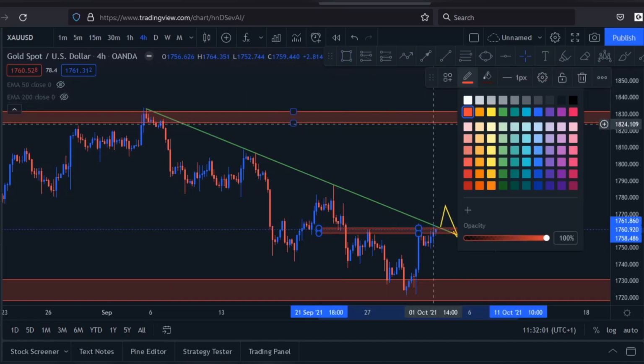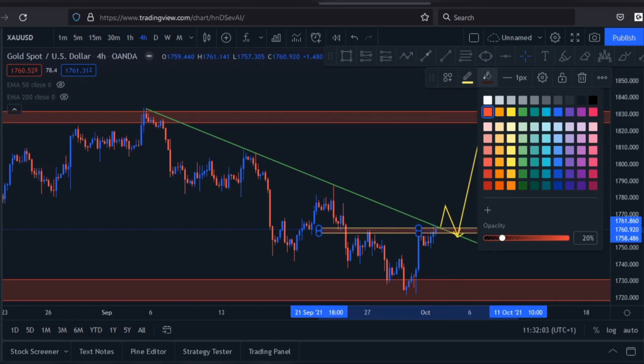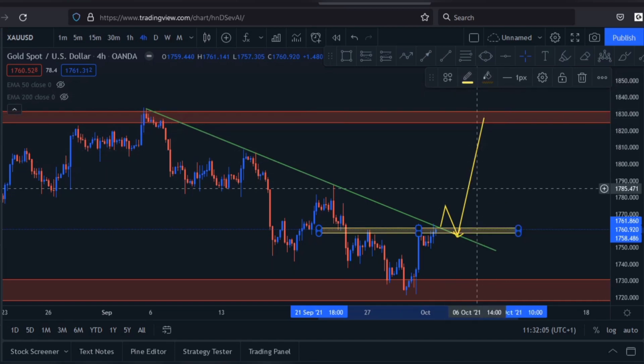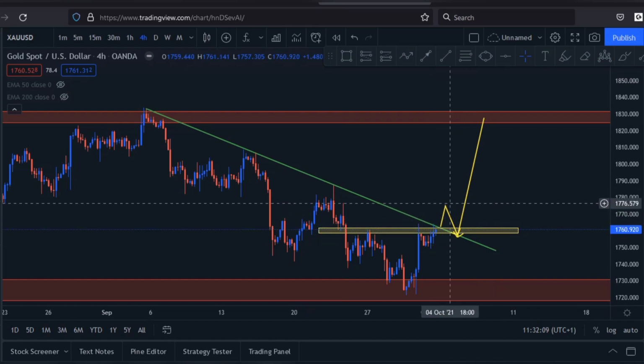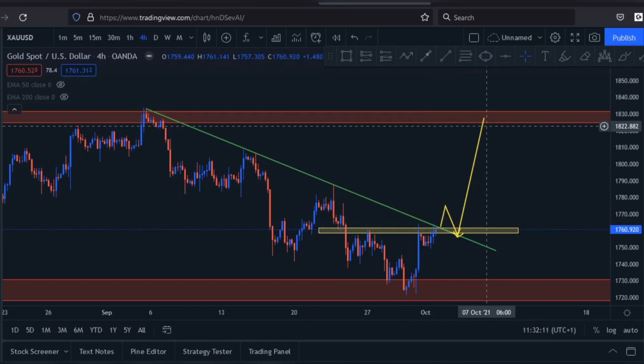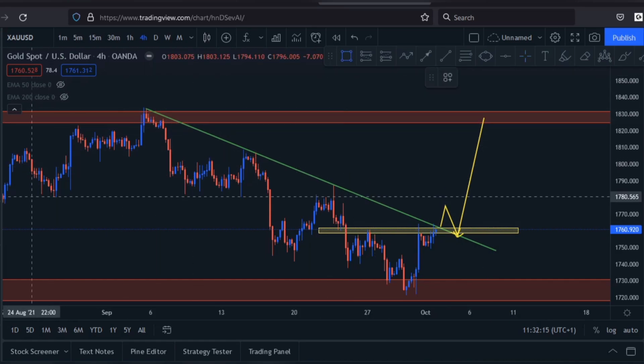Okay, let me change the color to yellow. All right, so this one key area, so we're waiting for a break of this area and a retest of it again, then before taking our trades to the top. Another key area will be this one over here.